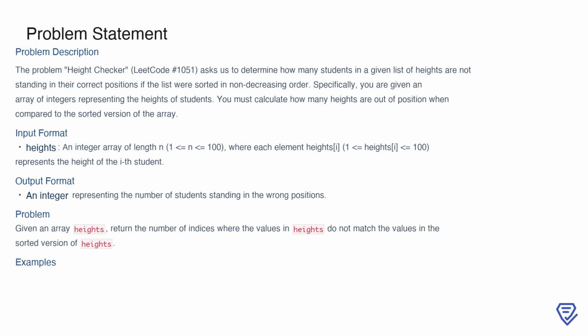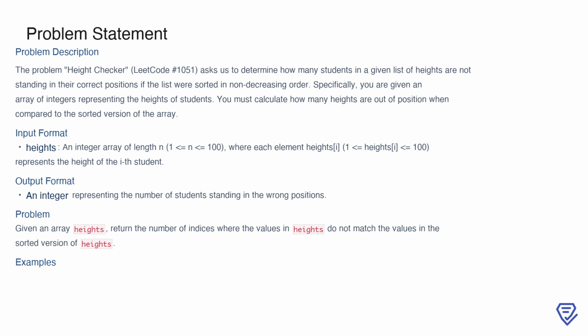The input to this problem is an integer array called heights, which can have a length between 1 and 100. Each height value in the array will also be a positive integer between 1 and 100. The output is a single integer, which represents the total count of mismatched positions. Essentially, we are comparing the original and sorted arrays index by index and counting the differences.